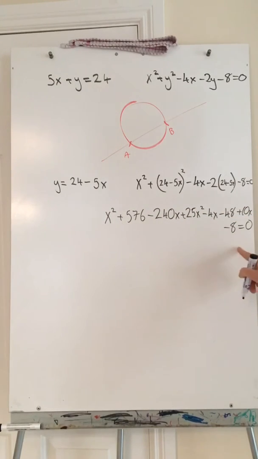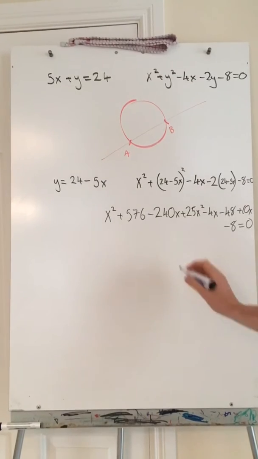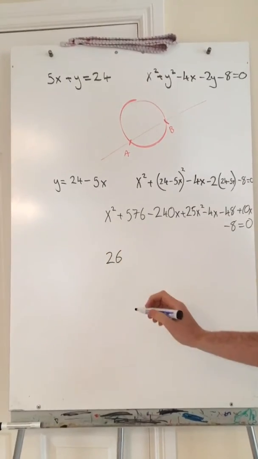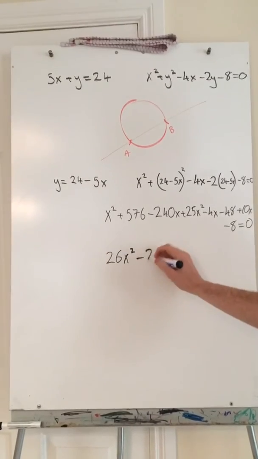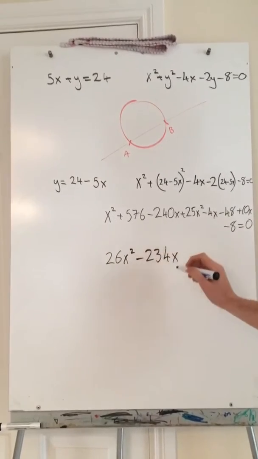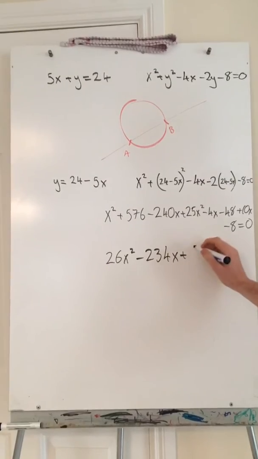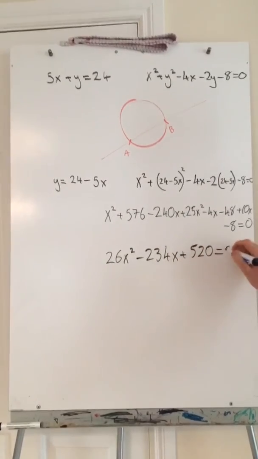To clean all this up, you get a quadratic, which we would expect. The quadratic you're going to get is 26x squared minus 234x plus 520 is equal to 0.